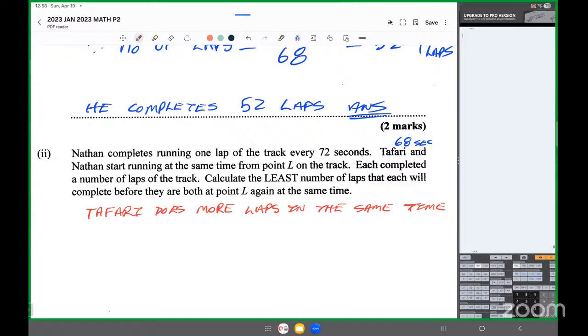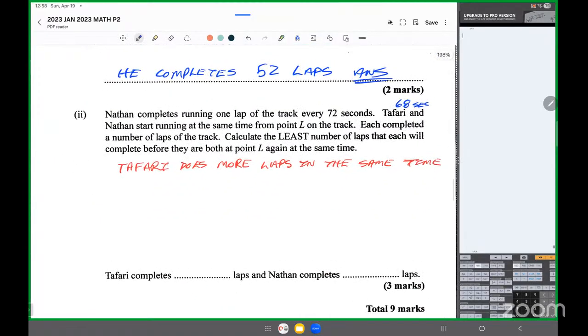That's when they will meet again. And how many 4 seconds are there in 68 seconds? That's when they meet again. Just that Tafara is doing more laps. In fact, when he's lapping, he's going to be doing 1 lap more than Nathan. You get me?